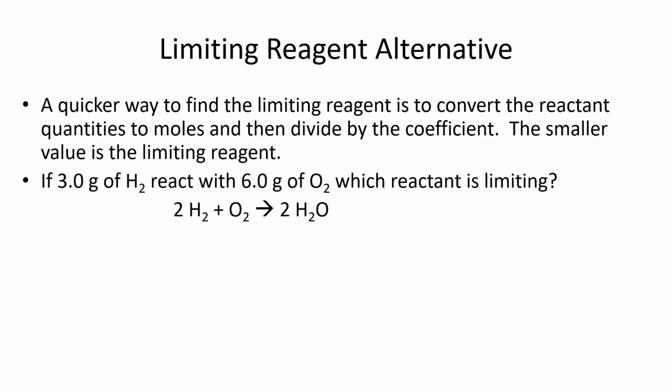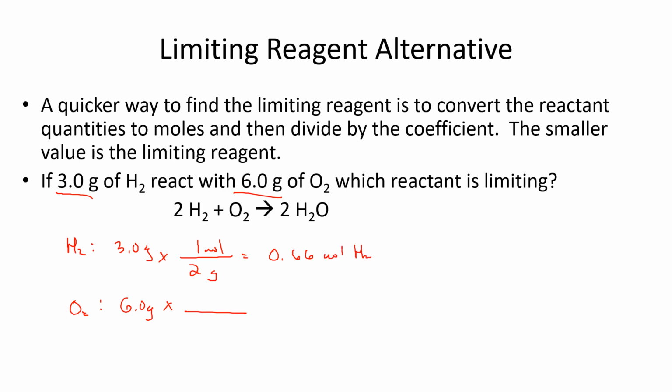So now I'm going to do an alternative method for finding the limiting reagent that uses both the starting quantities to make the conclusion. You'll see it ends up being the same conclusion. It's your choice which one you want to use. So for hydrogen here, I have 3 grams, and for oxygen, I have 6 grams. First off, you convert both of those into moles. Hydrogen is 2 grams per mole, and that'd be 0.66 moles of hydrogen. And oxygen is 32 grams per mole, and if I divide that, I get 0.20 moles of oxygen.